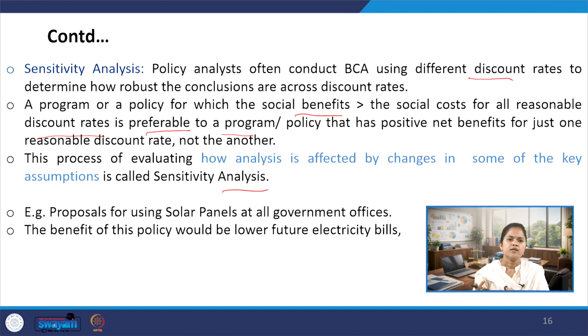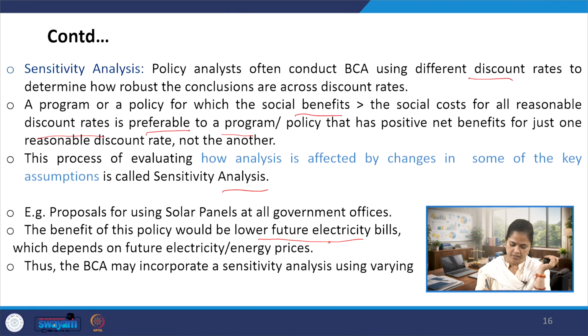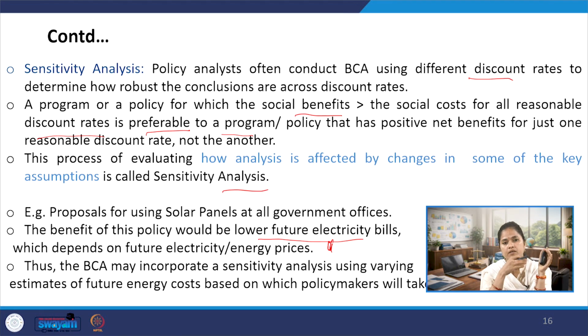The benefit would be lower future electricity bills, which are to be borne by the government. And again, this amount of future electricity cost depends on future electricity or energy prices, right? So given this example, the benefit cost analysis may incorporate a sensitivity analysis using different estimates of future energy cost, in terms of electricity cost, based on which the policymakers can decide whether or not to install solar panels in all government offices.